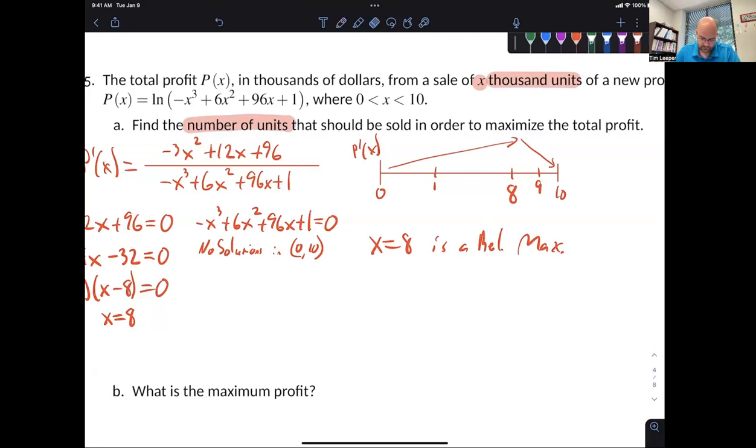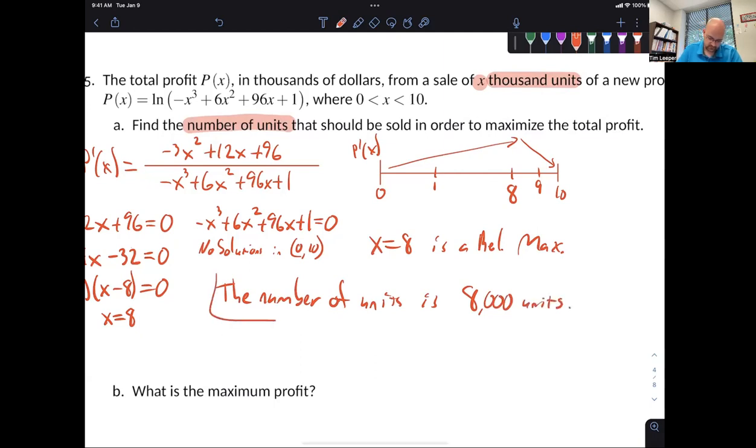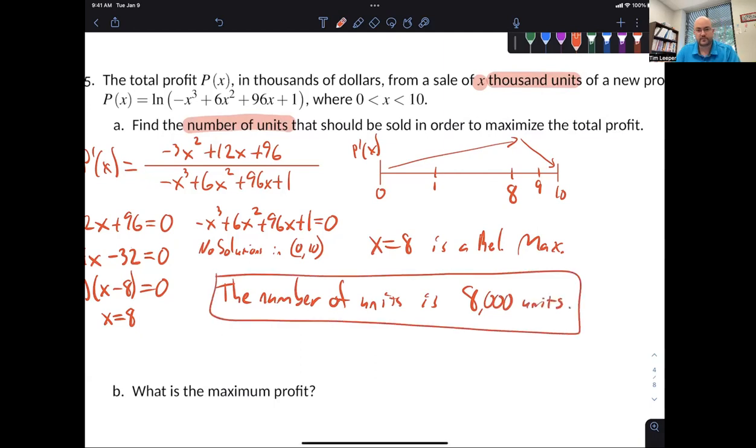So the number of units is 8,000 units. There we go. That will maximize the total profit. The question then becomes, what is the maximum profit? Well, to figure that out, we don't plug in 8,000 into here. We plug in x equals 8 into here for all the x's.